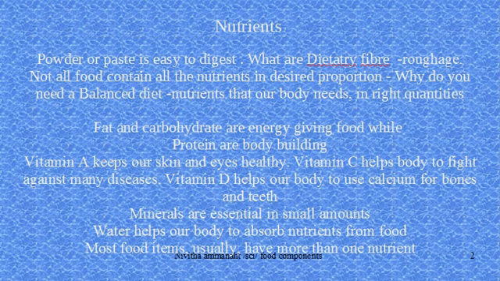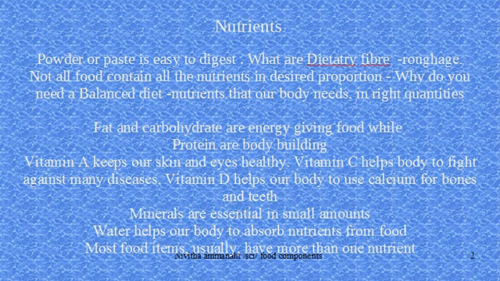A balanced diet is one that contains the nutrients in the right proportion, including water and dietary fiber. Nutrients that our body needs in the right proportion is called a balanced diet. Fat and carbohydrate are energy-giving food, while protein is called the body-building food. So different nutrients are required for different reasons, for building the body or giving energy. Vitamin A keeps our skin and eyes healthy.